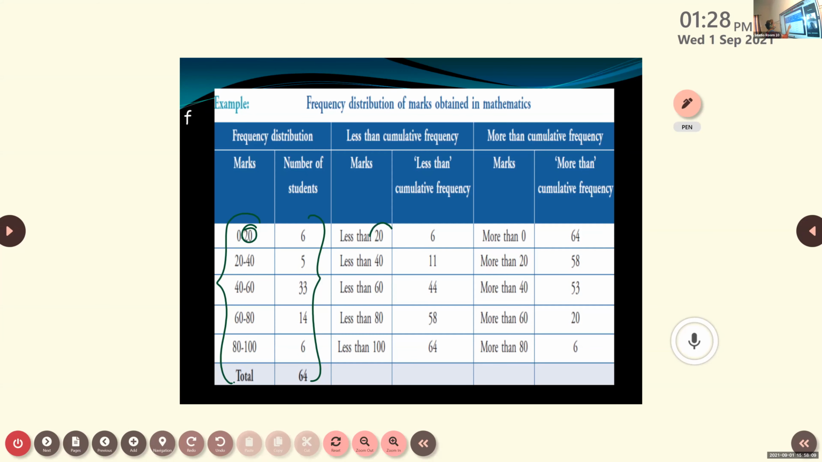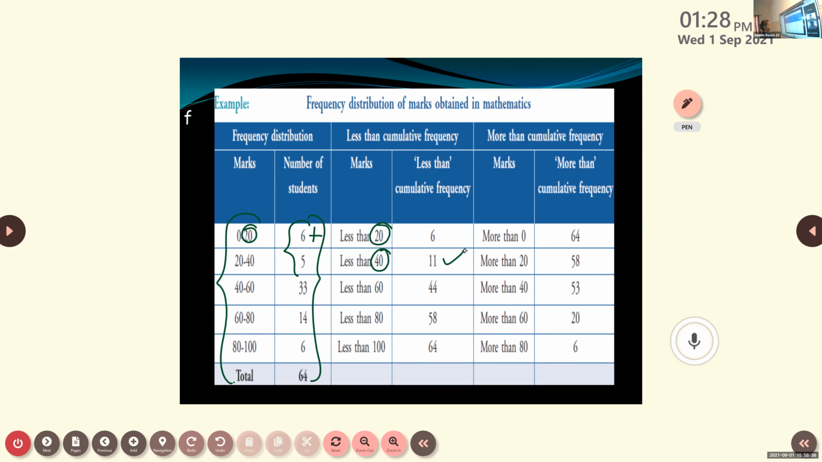So less than 20, how many are coming? 6 are coming. Now next category, less than 40. How many are coming? These two will come, 6 plus 5. So below 40, how many are there? Here 6 plus 5, you got 11.